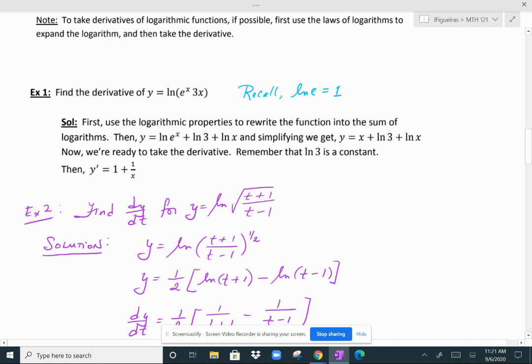So then I'd have to use chain rule. I would have 3 layers. And when I get to the innermost layer, I'd have to apply quotient rule to the t plus 1 over t minus 1. That would be quite a few steps and easy to get lost. So if I go through the trouble of applying the laws first, I'll be dealing with something easier.